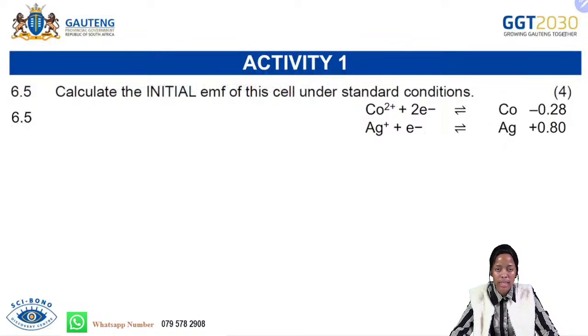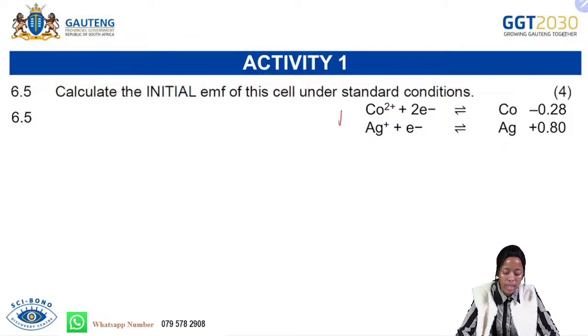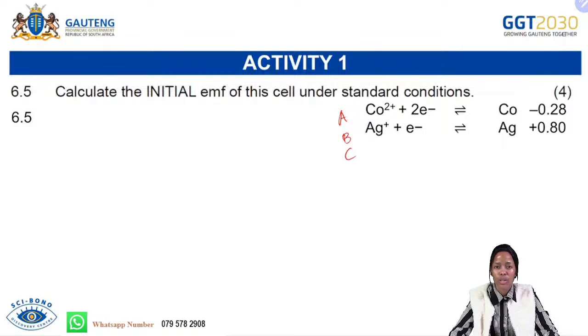Then next here it says 6.5, calculate the initial EMF of this cell, and that is under standard conditions. So again, for you to be able to do this, you will need to know which one is the anode and which one is the cathode. And for you to do that, you are going to do your ABC. So you go to your table ABC. The one at the top is your anode, the B is the salt bridge, and then the C is the cathode.